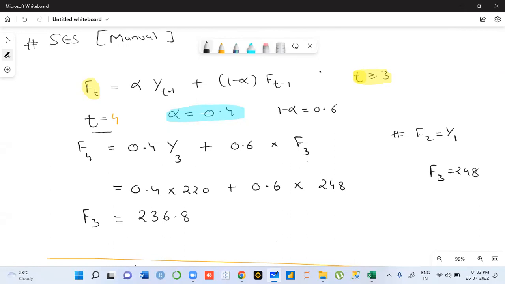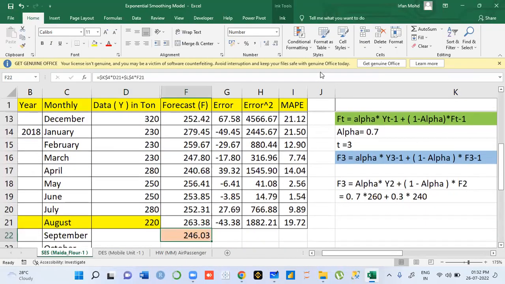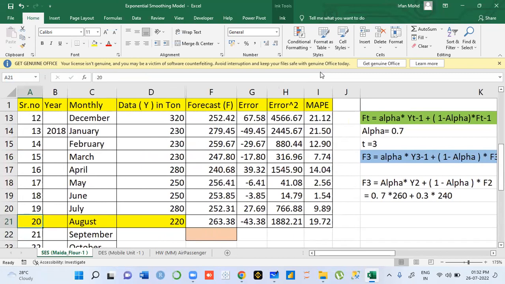Now, guys, my third question for you. We have data till August. Is this clear? I want to predict for the month of August. What should be the equation? What should be the value of t? T will be 20.